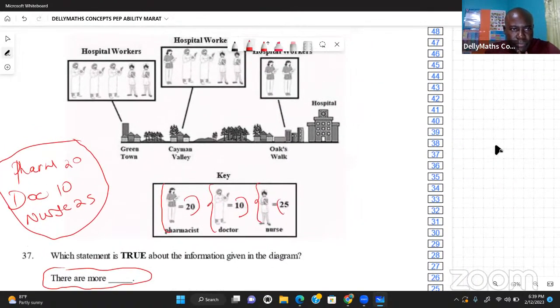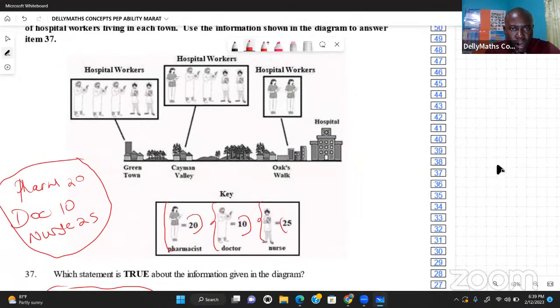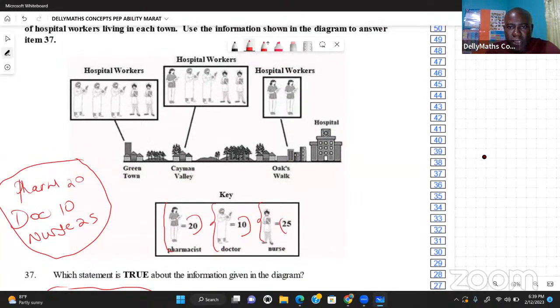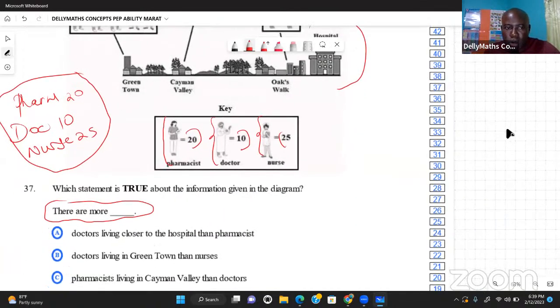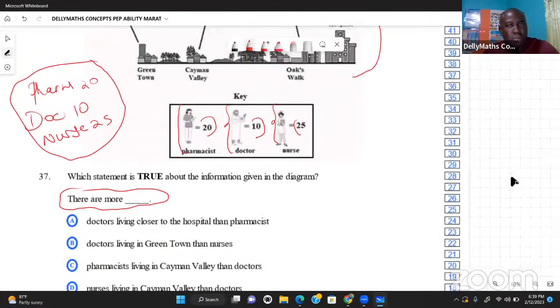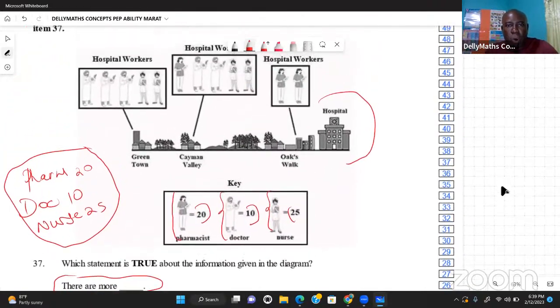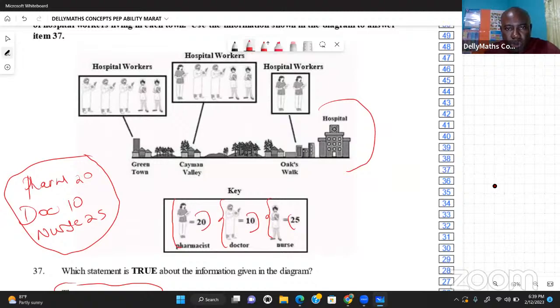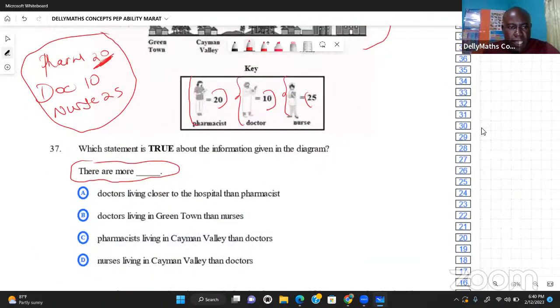Now let us look. Hospital workers. Here is the hospital, right? Closer, is that true? More doctors living closer? No, because closer, we're talking about two pharmacists here. Two pharmacists here actually would have represented 40. It's 40 pharmacists here right now. Closer, no. So this statement is not true.